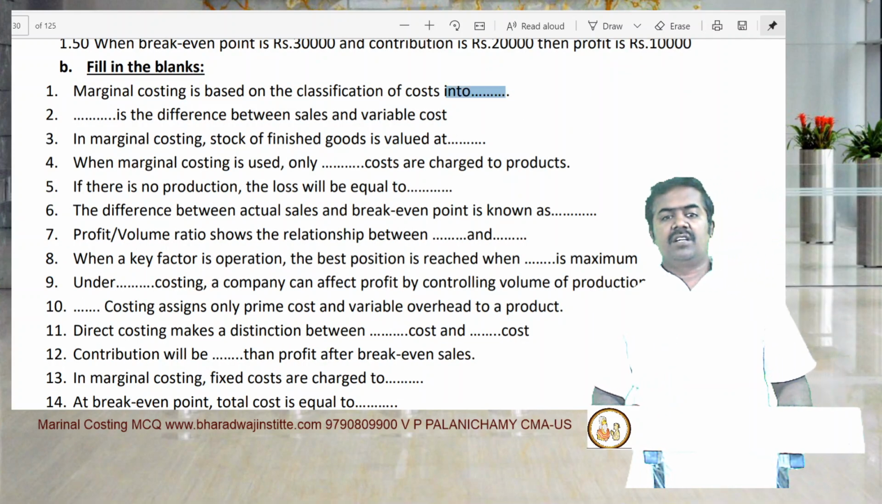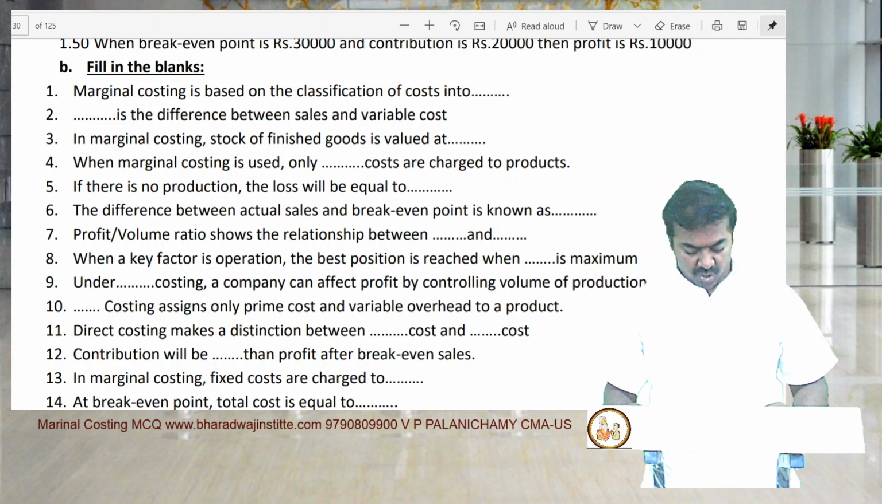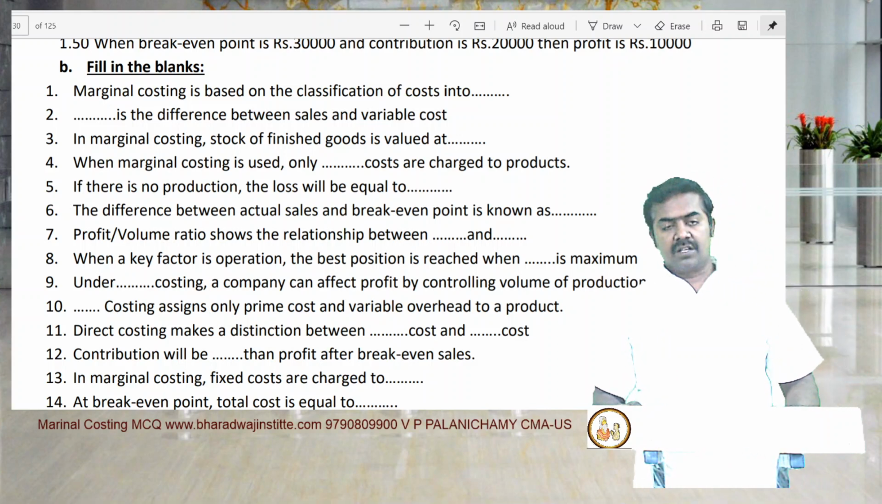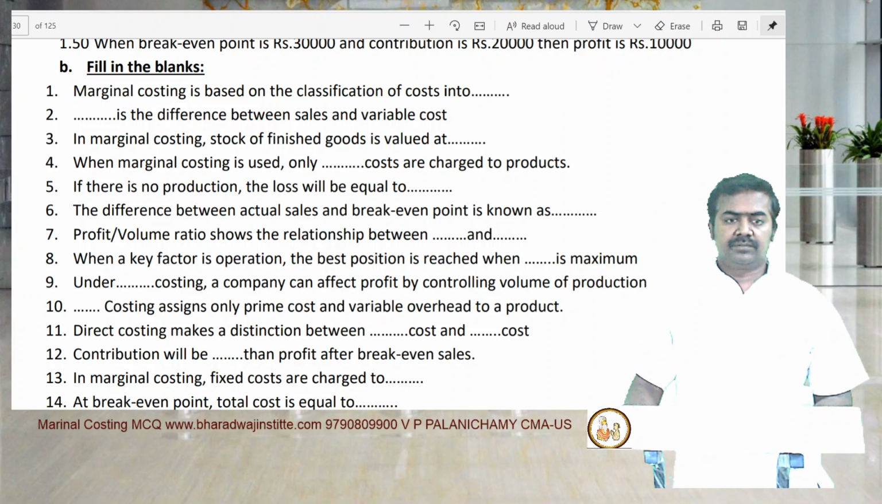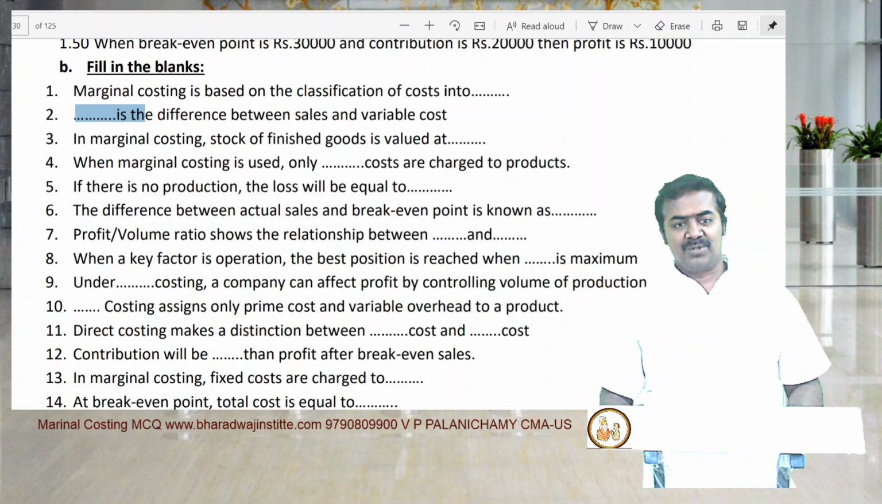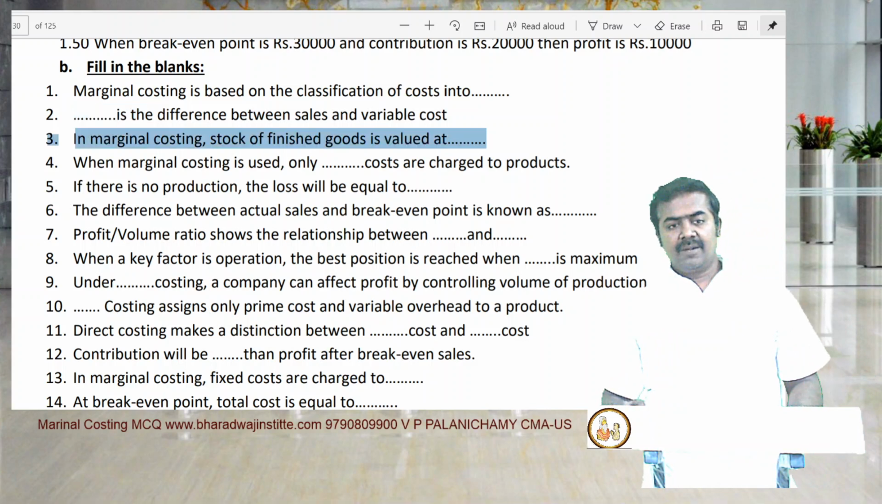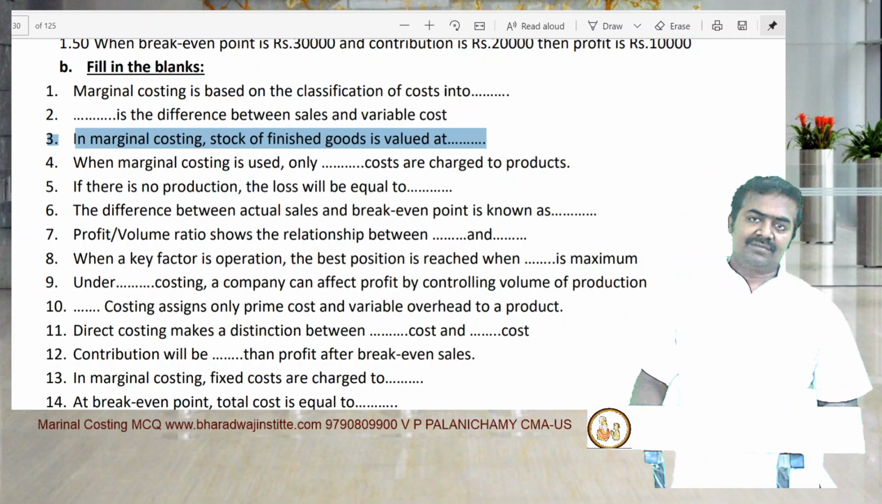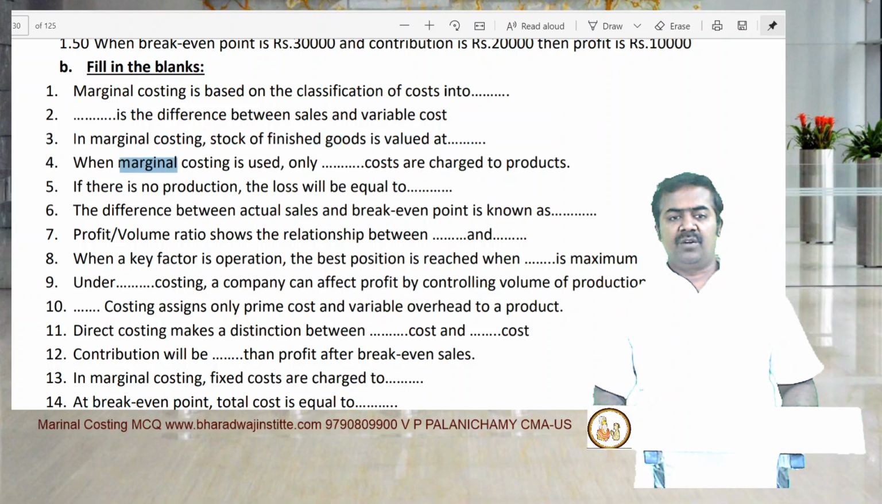Marginal costing is based on the classification of cost into fixed cost and variable cost. Dash is the difference between sales and variable cost: contribution, right? In marginal costing, stock of finished goods is valued at variable cost.